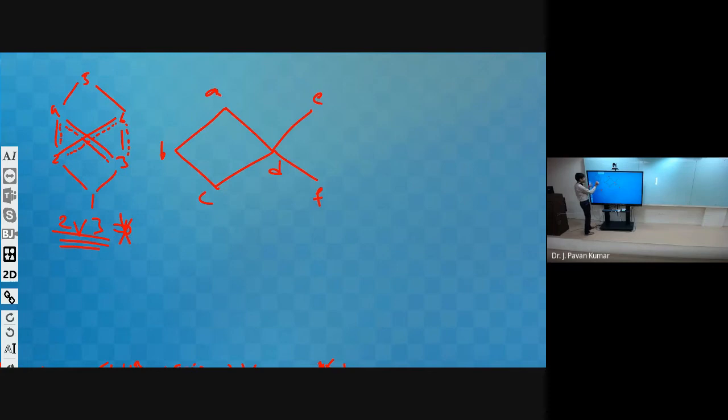Why? Because these two are meeting at two different places, 4 and 6. So it is contradicting; there is no single least upper bound. So we can say it is not even a join semi-lattice.